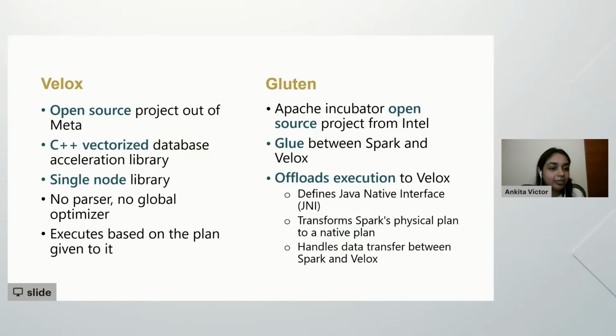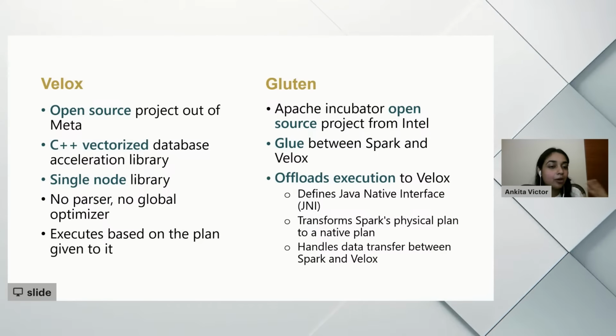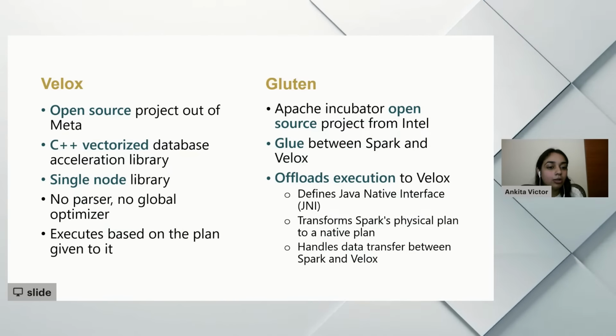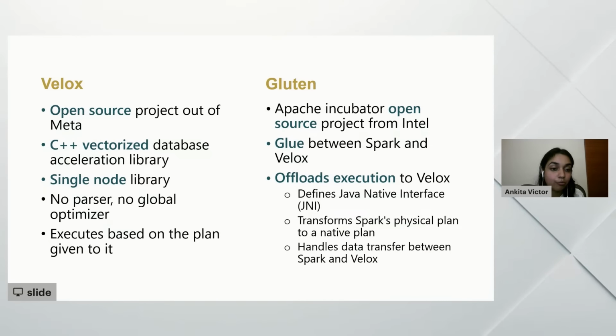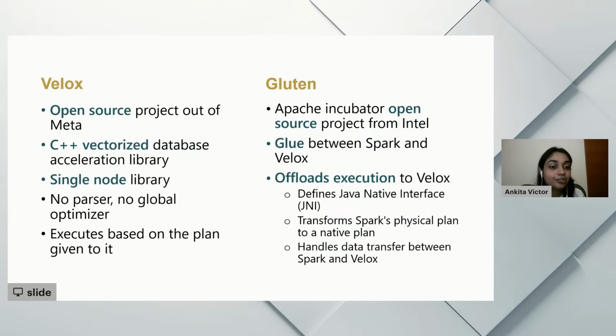It does this by defining a Java native interface, which is a way for Spark, which is written in Java, to talk to Velox, which is written in C++. Given Spark's plan, which specifies how exactly a particular query or data frame operation needs to be executed, it takes this as input, transforms it to something that Velox can understand, and it also handles the transfer of data between the C++ library and Spark, and it does this all using the Arrow format, which again is another open source project. And why Arrow? Arrow is really great because it makes sure that data is well aligned in memory and so can easily leverage SIMD instructions.